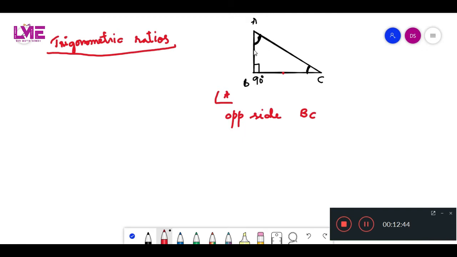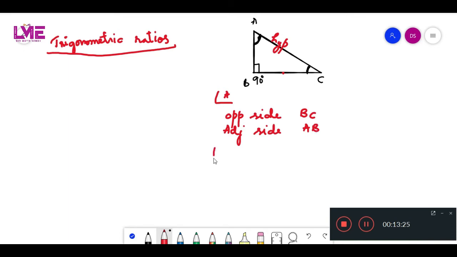Now similarly for angle A, we have two adjacent sides. One is AB, and the second one is AC. But in this right angle triangle, AC is called the hypotenuse. So let me fix this as the hypotenuse. For both the angles A and C, the hypotenuse is AC. Now the side which is adjacent to angle A is AB, which is known as the adjacent side.